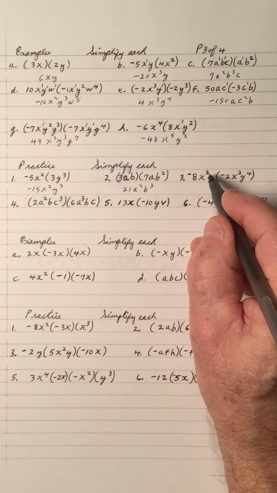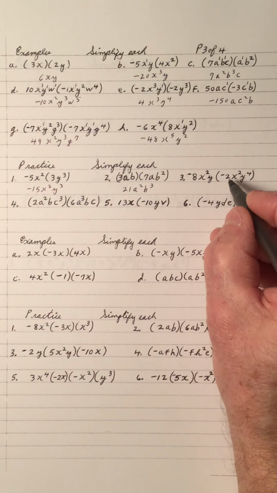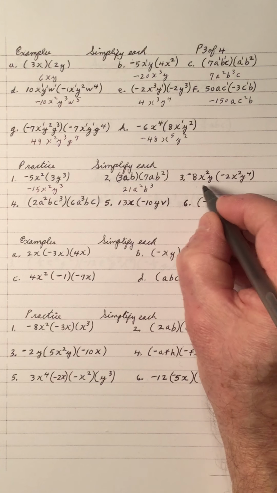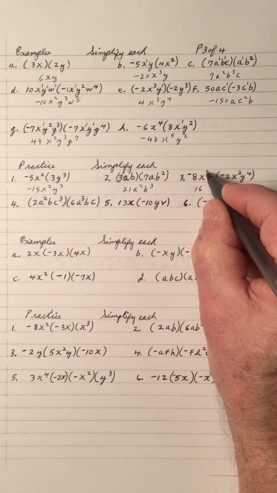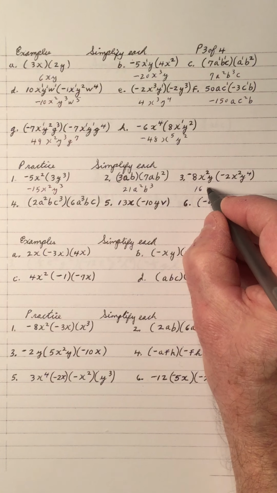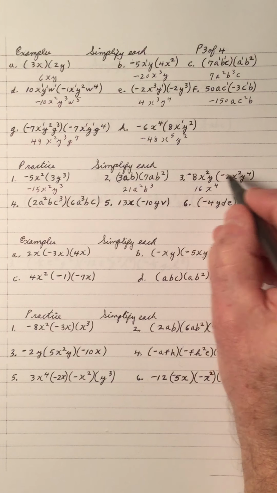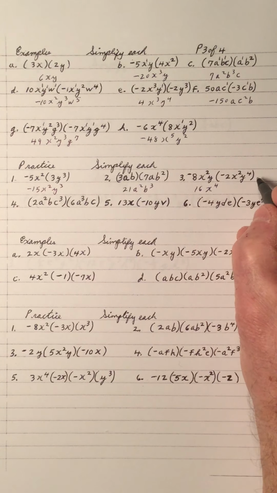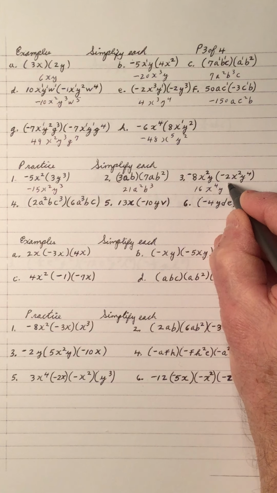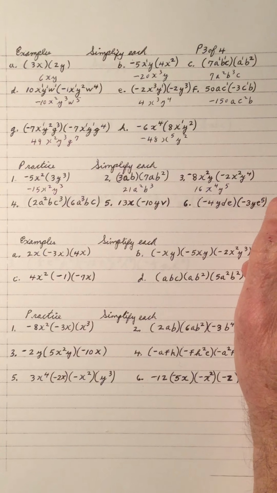We're multiplying here, so it's negative 8 times negative 2 is 16. 2 and 2, that makes 4. When you multiply these, you add. And there's a 1 and a 4 makes a 5. When you multiply, you add your exponents.